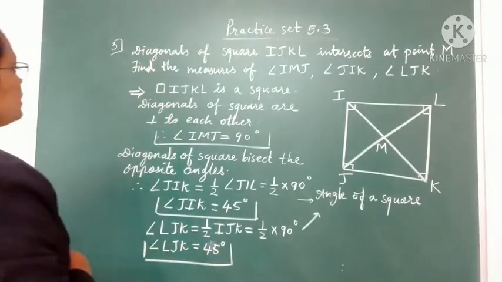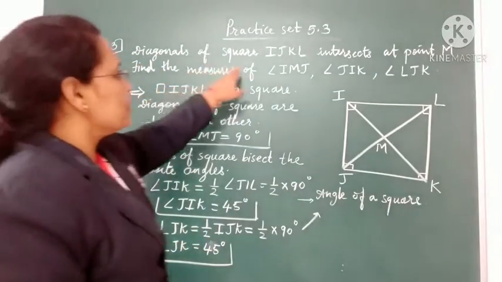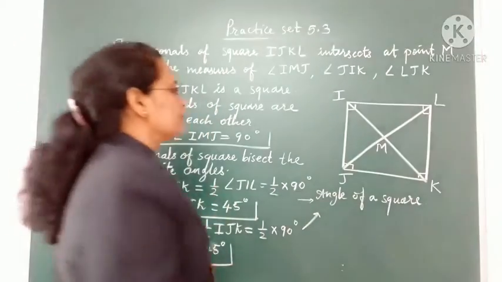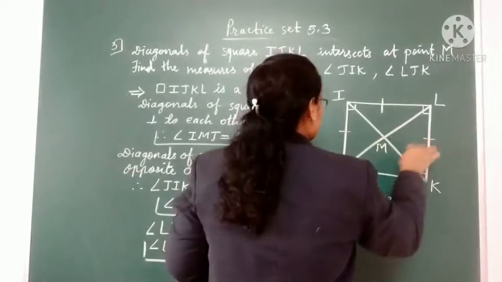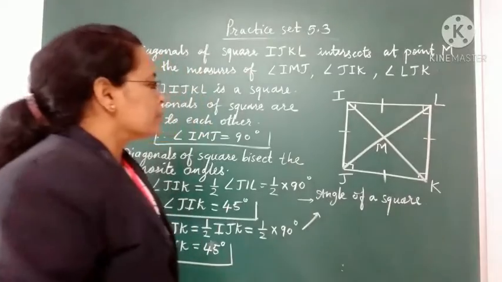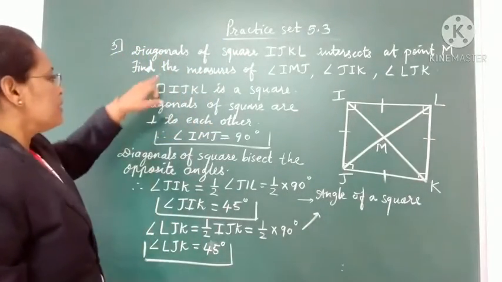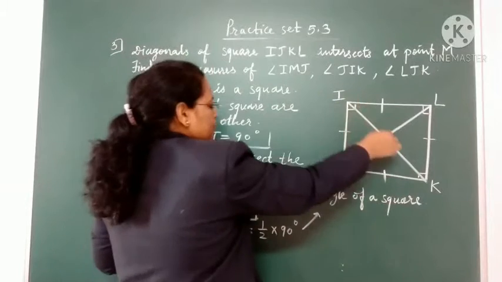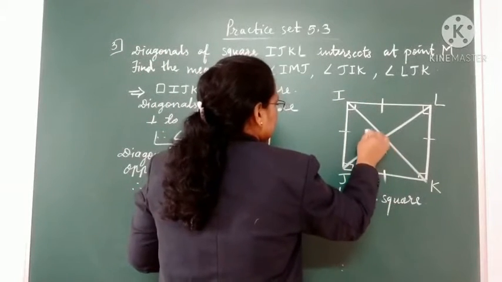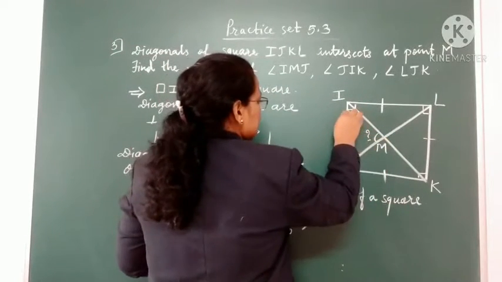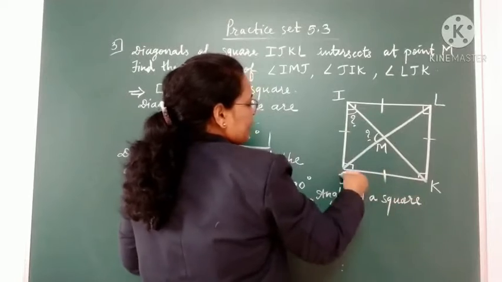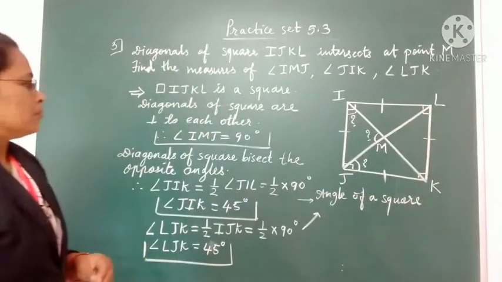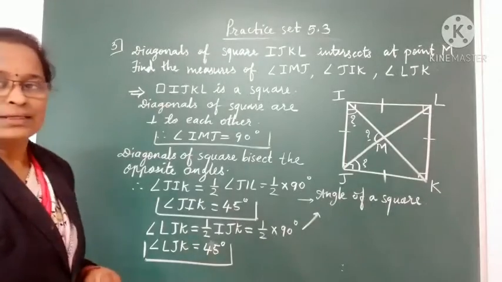This is the third example given here: the diagonals of square IJKL intersect at point M. So this is the square, all sides are equal, all angles are right angles, and the diagonals intersect at point M. Find the measures of angle IMJ. IMJ means this one, JIK this, and LJK means this one. So mark down the angles which are asked in the figure.